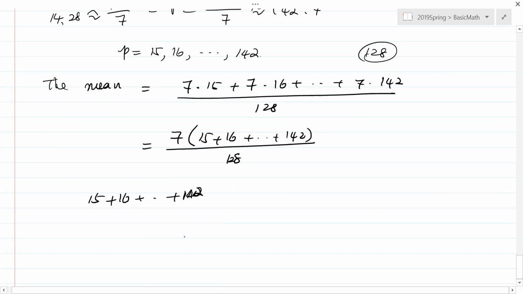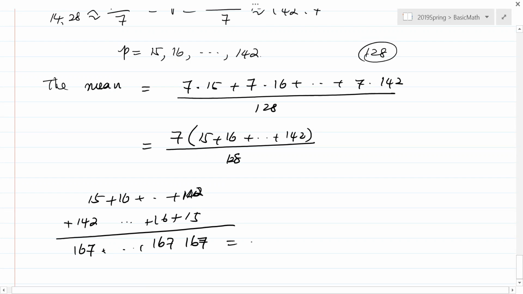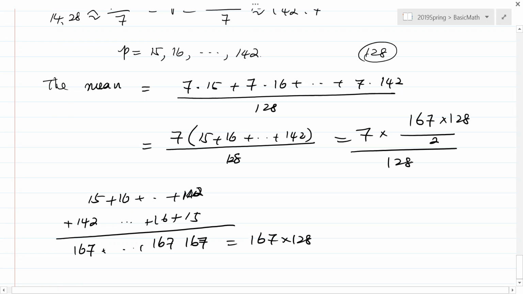You double it, okay? You reverse the order, add them together, right? So each term is 157. Add them together is 157 times 128. But you only have one row, then just divide by 2, okay? So the answer here is 7 times 157 times 128 divided by 2, okay?